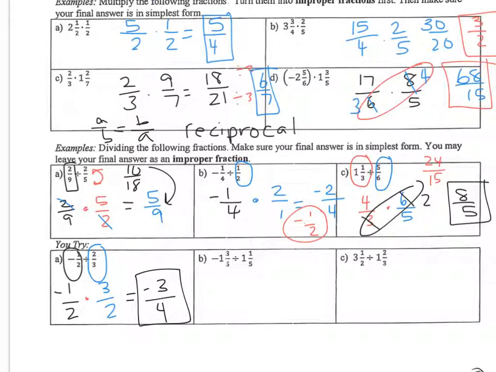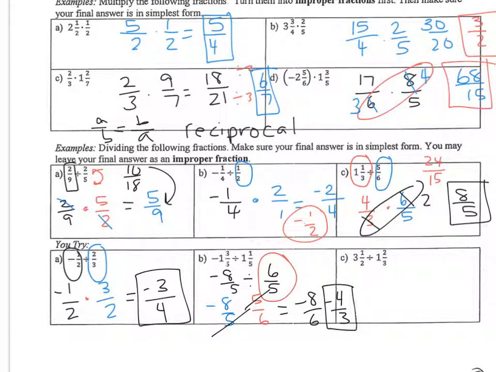Letter B, I'm going to change both of these to an improper fraction first. So it's going to turn into negative 8/5 divided by 6/5. Okay, so then I'm going to change this to a multiplication problem. So it's negative 8/5 times the reciprocal of 6/5, which is 5/6. Okay, here's another case where it's faster to cancel out factors on the top and on the bottom. So I'm going to be left with negative 8/6, which reduces to negative 4/3, is my answer.